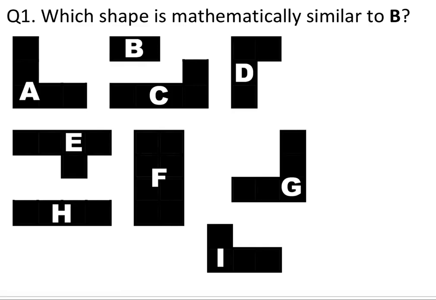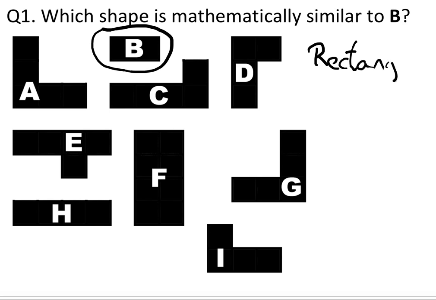Well, let's have a look at shape B. Shape B is this one here. Now, what can you tell me about shape B? It's a rectangle, so let's write: it's a rectangle. So how many of these other shapes are rectangles?